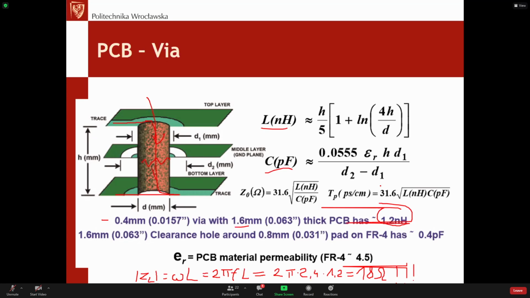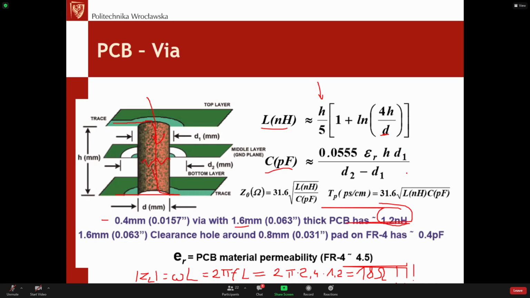Of course, we should tend to reduce the inductance. How to reduce the inductance? We have to reduce the height. The thinner the PCB, the lower the inductance, because then the via geometrically will be smaller. The D might be higher as well, then the logarithm here will be lower, but the height has a higher influence.